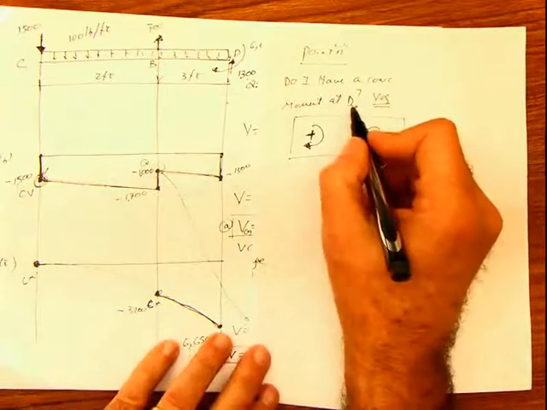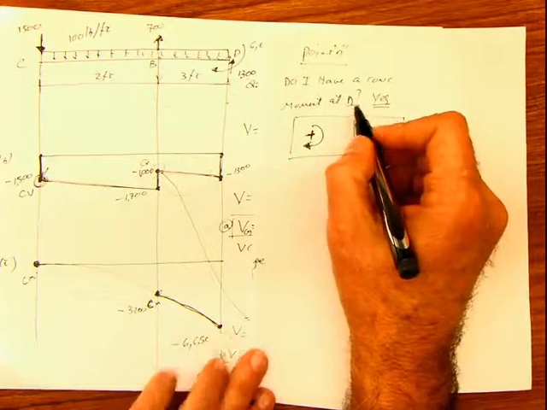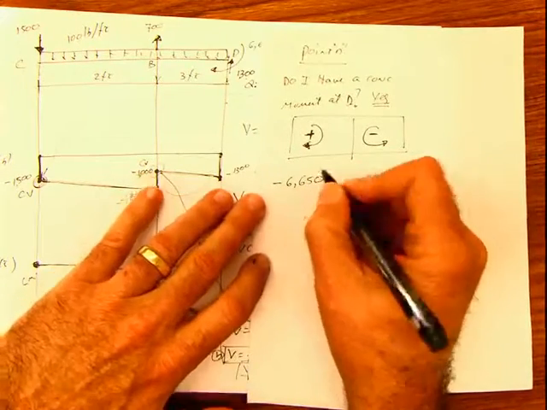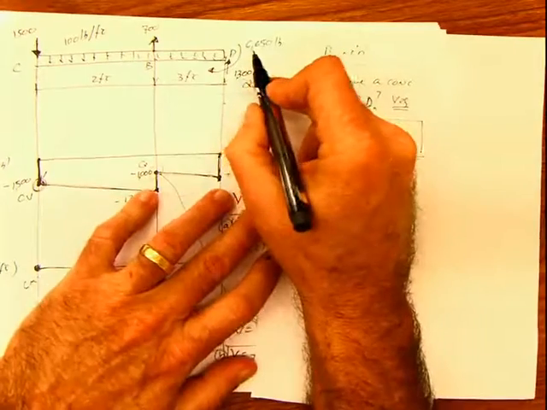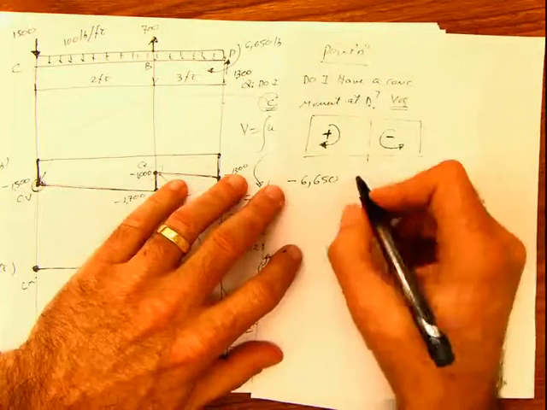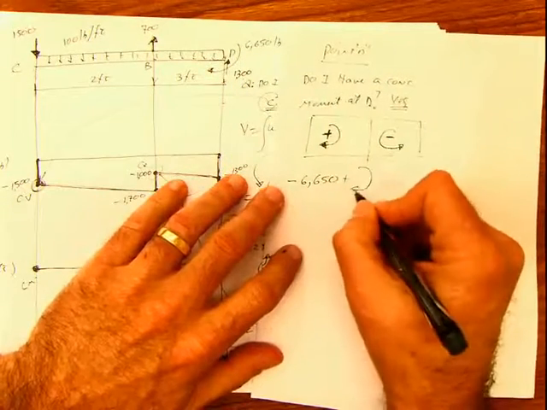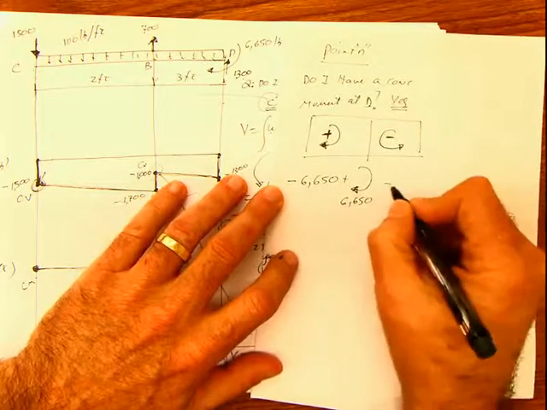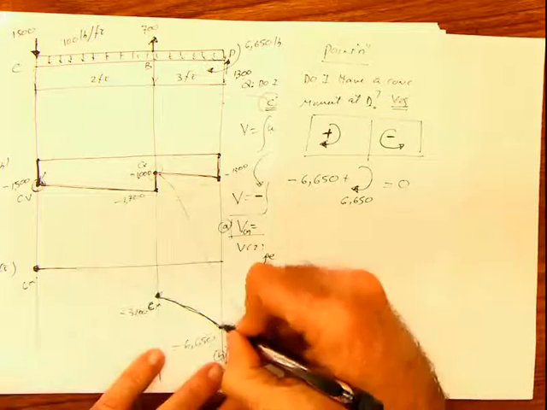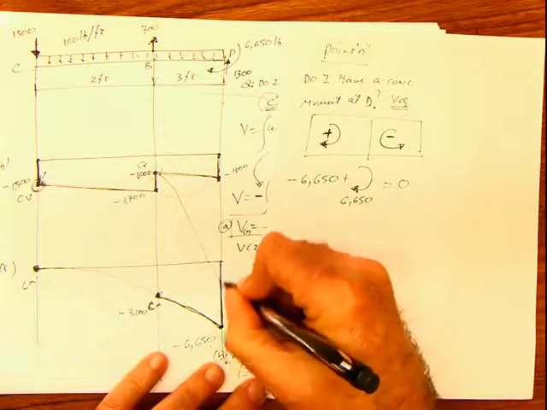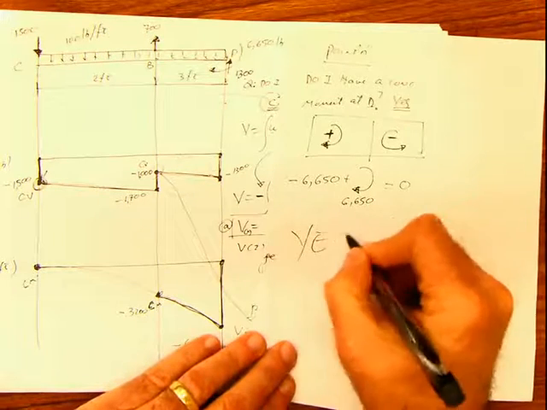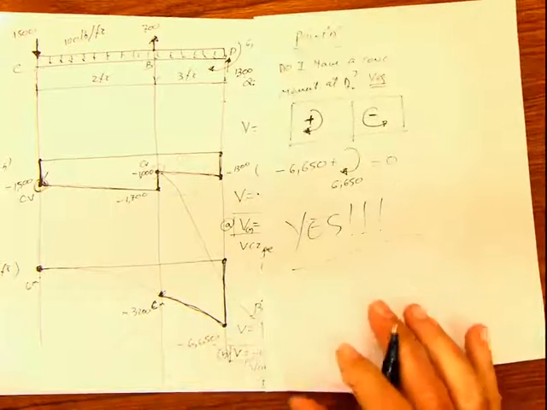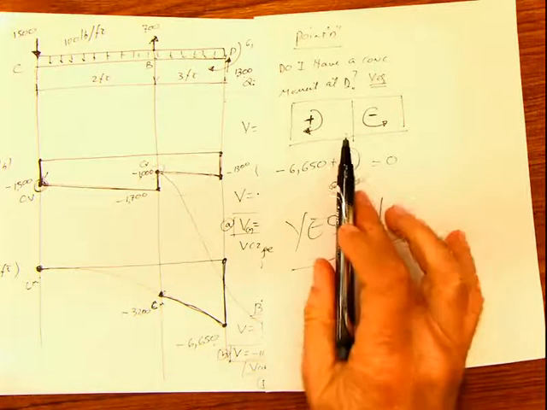So, do I have any concentrated moment at D? Yes. I start with this value, which is negative 6,650, and then I take this moment from the diagram that I calculated before, which is 6,650, and this gives me 0, meaning it jumps from here to 0. Now you say your big yes because you deserve it. That's the new part, basically.